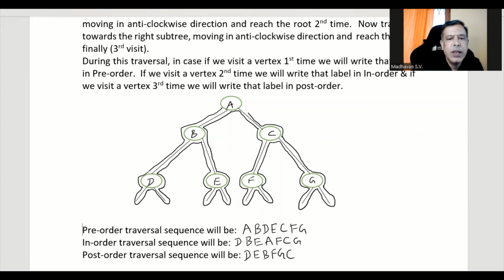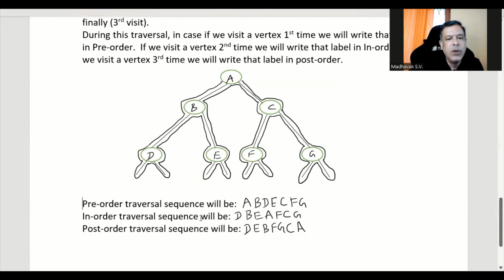Finally, you reach the root node and you are visiting the root node for the third time. Write it here. So by this, we can simultaneously write down the traversal sequence for pre-order, in-order and post-order together.